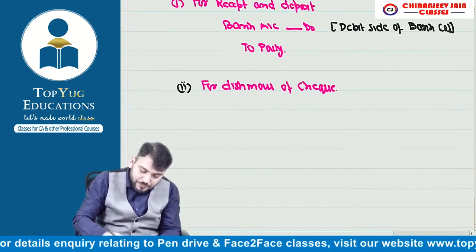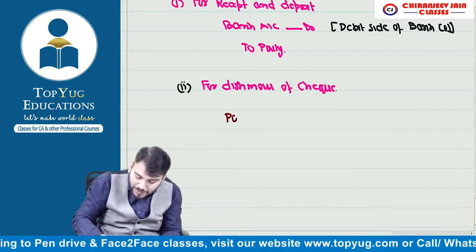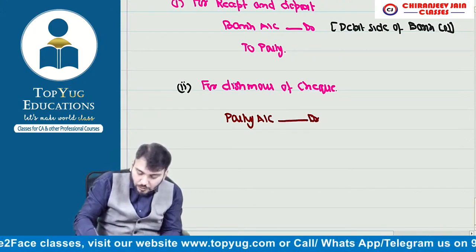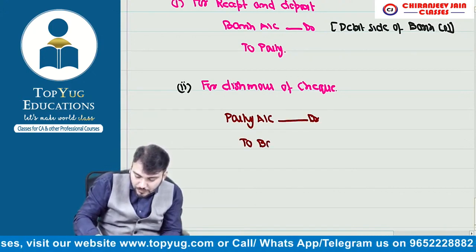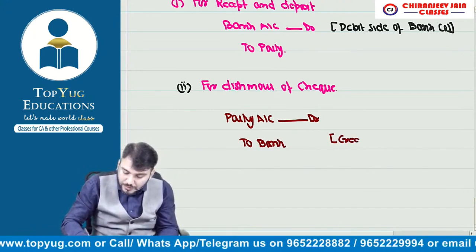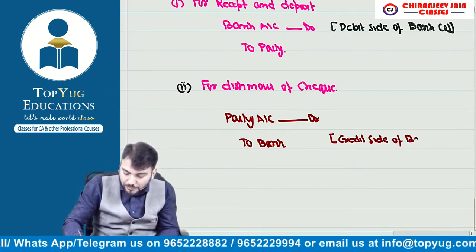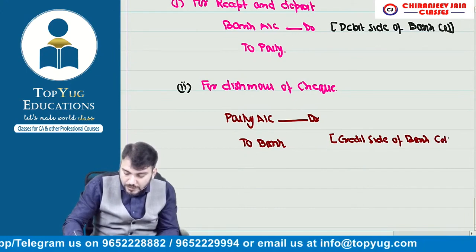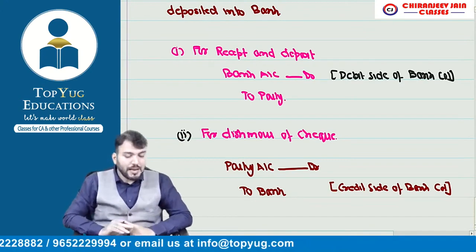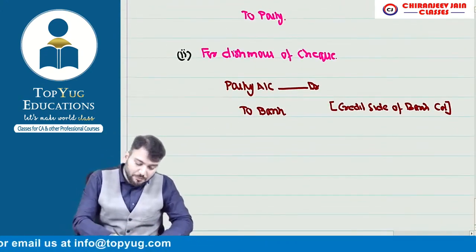Tell me, what journal entry for dishonor of such check? It will be party account debit to bank. So it will be posted on the credit side of bank column, credit side of bank column. Have you understood this point? I think it is very simple, there is no problem in this.